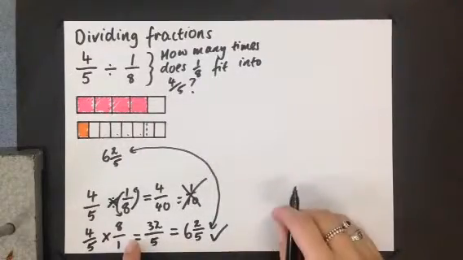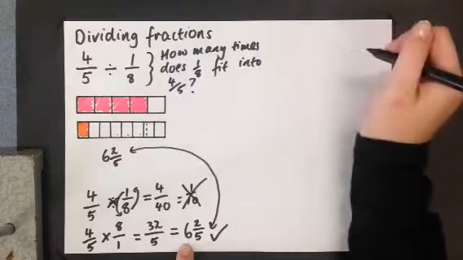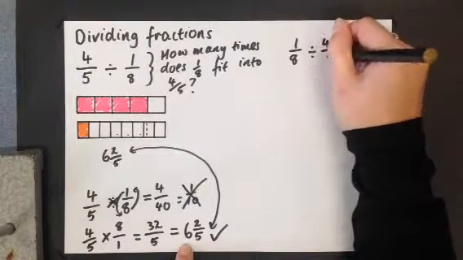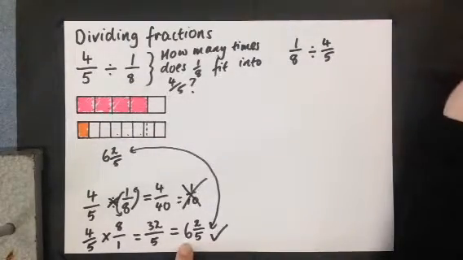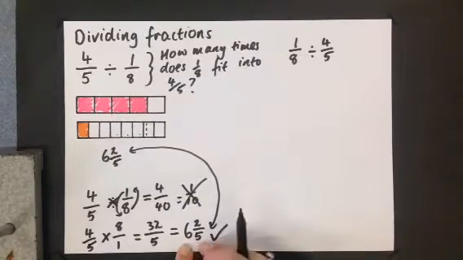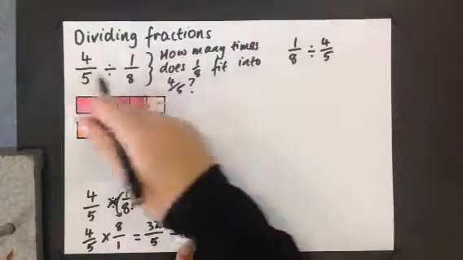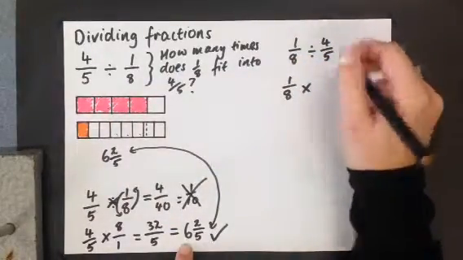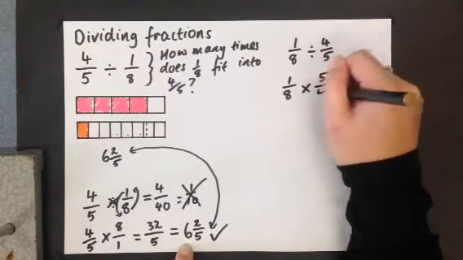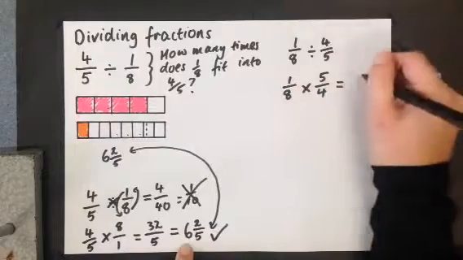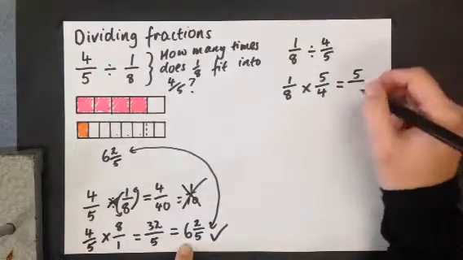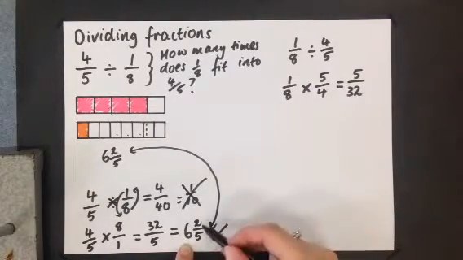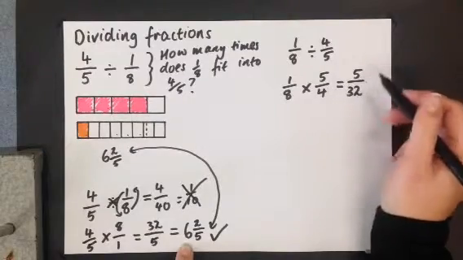I'll do another example for you. Say we had the same fractions but reversed. So 1/8 divided by 4/5. My answer should be smaller than 6 2/5 because I'm saying less of this amount fits into that one. So 1/8 times the inverse of 4/5, which is 5/4. 1 times 5 is 5. 4 times 8 is 32. So 5/32 is the answer when you reverse those. And it's much smaller than 6 2/5.